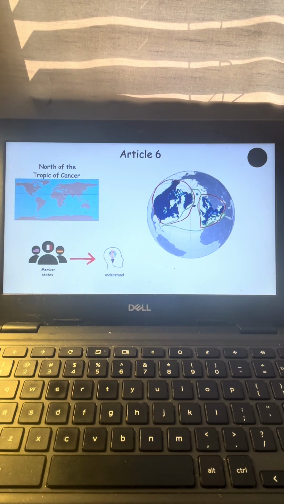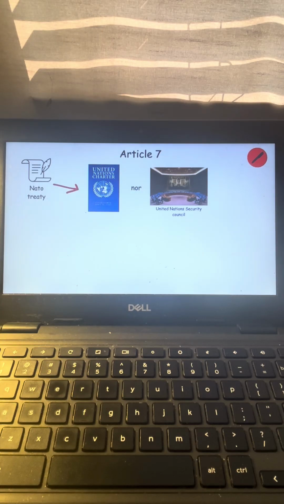Article 7 states that the treaty does not affect the rights and obligations under the UN Charter, nor the primary responsibility of the Security Council for maintaining international peace and security.